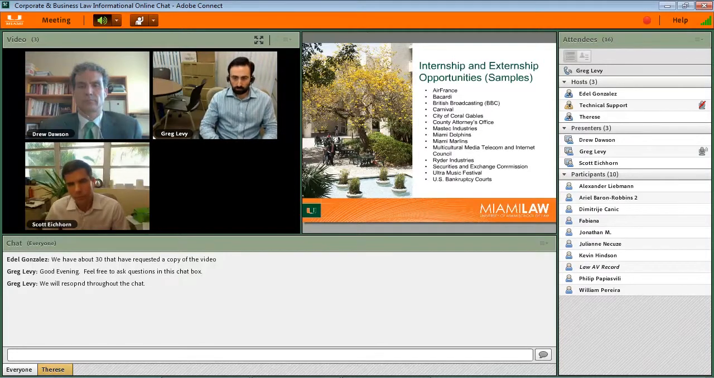And this doesn't include clerking jobs, summer jobs that students may have had at law firms, which is another route that some of our students may take as well.